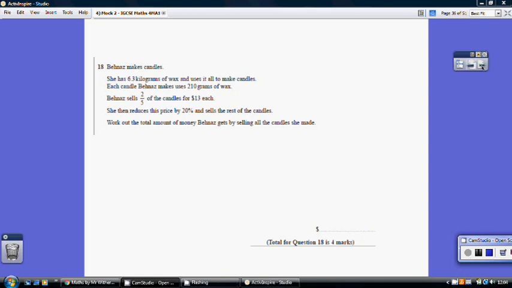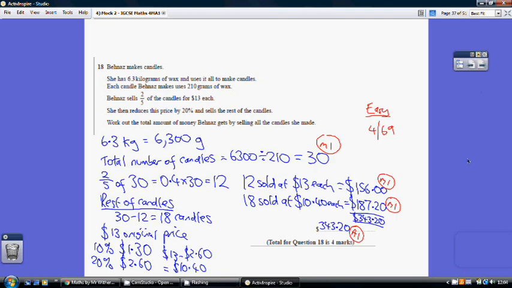Question 18. Well, you've really got to just take your time and be careful with these. So let's try and work our way through all these facts. We've got 6.3 kilograms of wax, and later on we're going to be dealing with grams. So I think it makes sense to kick off by turning this into grams. So we've got 6,300 grams of wax. How do you go from kilograms to grams?